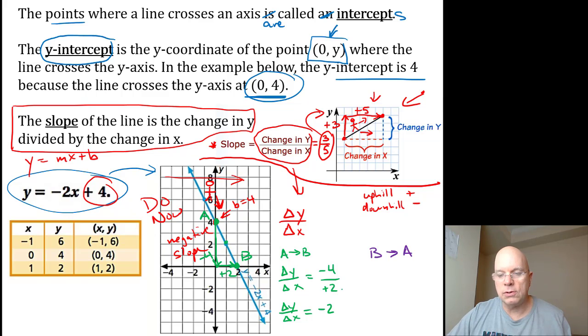Now it could be written as -2/1 if you like to see it as a ratio, but more typically if it can be expressed as an integer, we do express it as an integer. We just never would express it as a mixed number because it's a ratio.